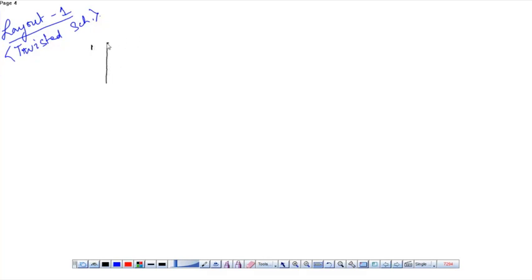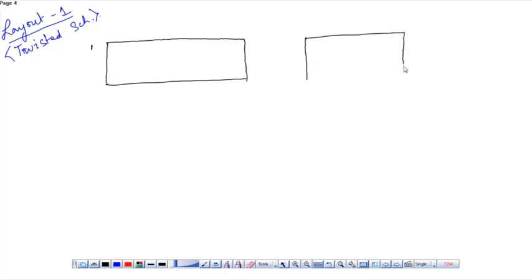So this is the N well. This is the N well for the NOR, and this is the N well for the inverter.